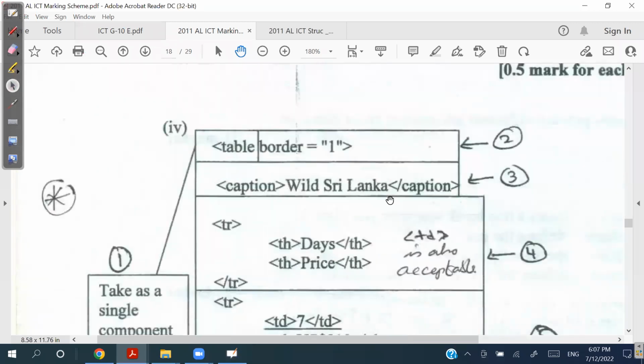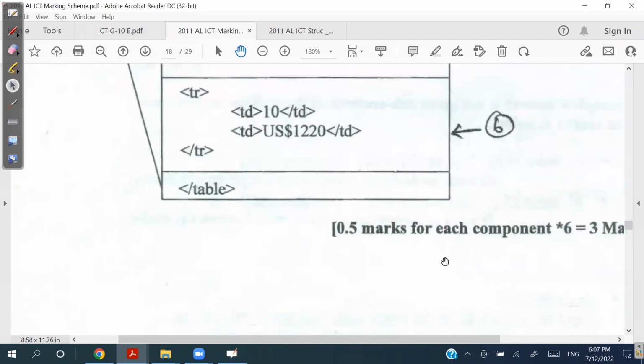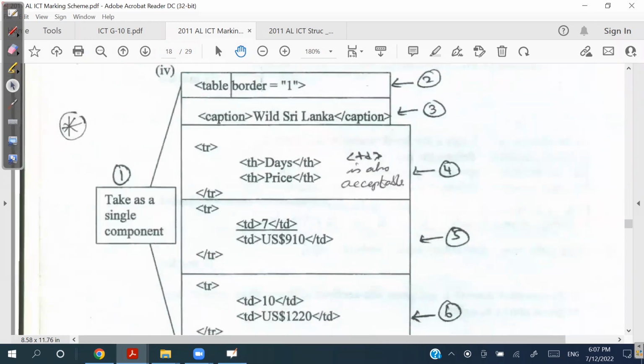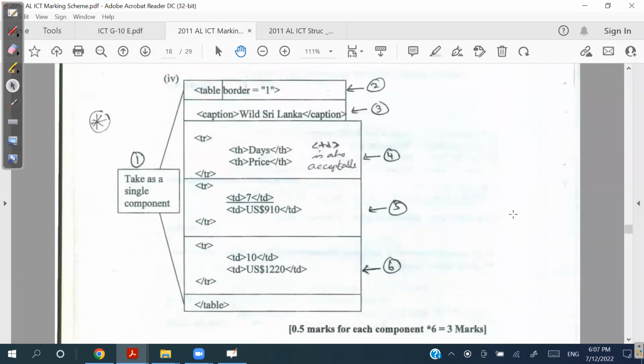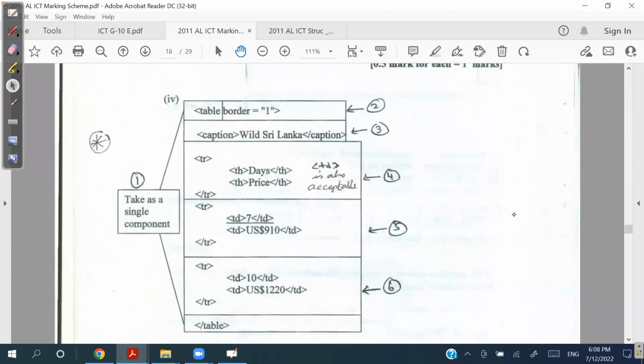Okay, so if the table tag is there, they have given you, so the marking is given like this: 0.5 marks for each component, so 3 marks altogether. So see whether you have got all 3 marks. And see how much you got out of 15.